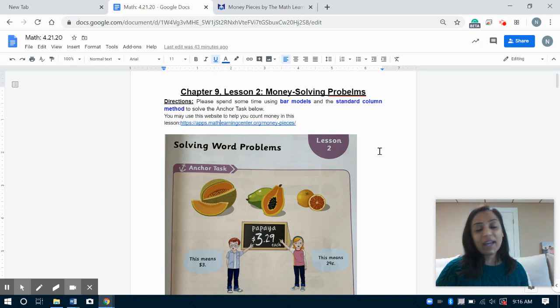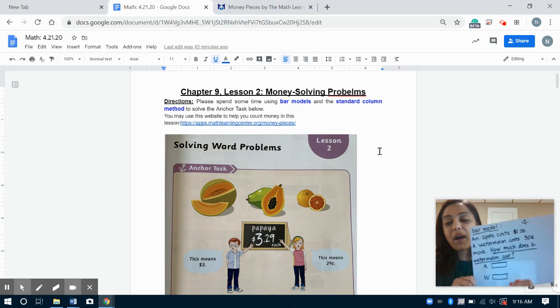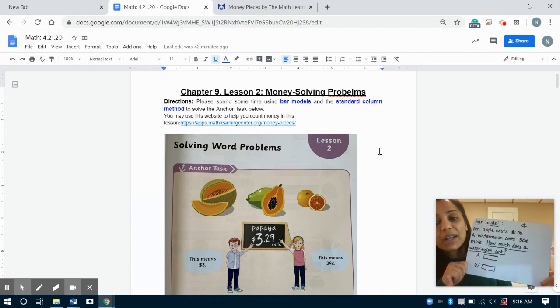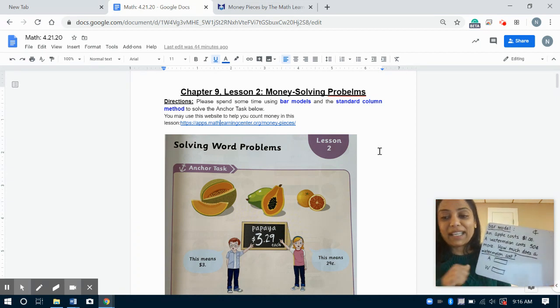Before we go ahead and solve the anchor task, I'd like to share an example about bar models so that you feel comfortable. Bar models, if you remember, we spent many lessons practicing this, and bar models just basically represent a certain amount, right?